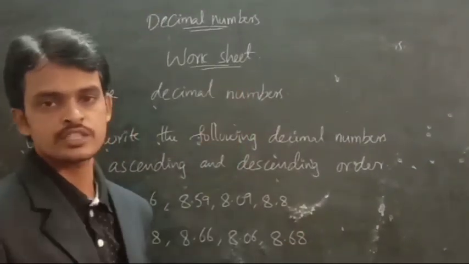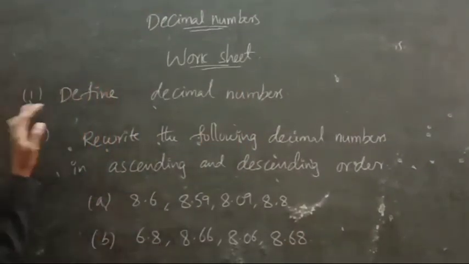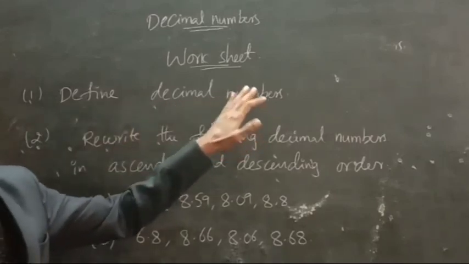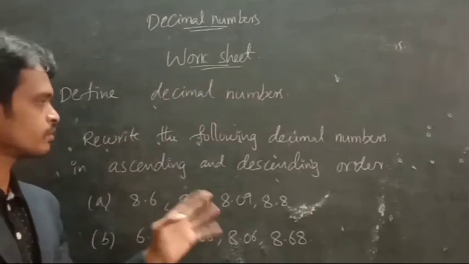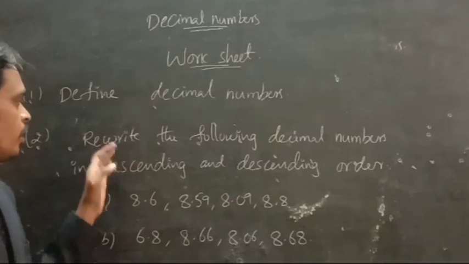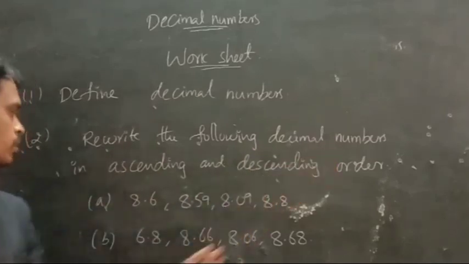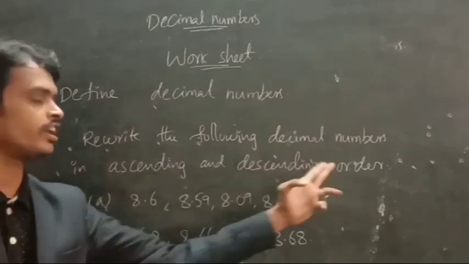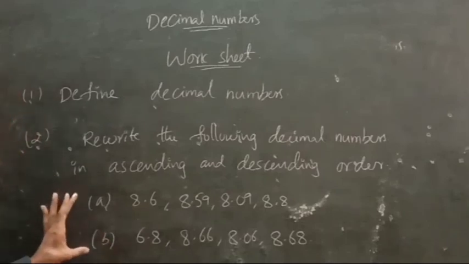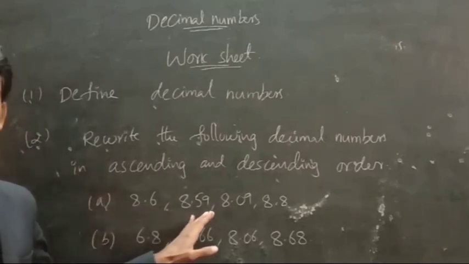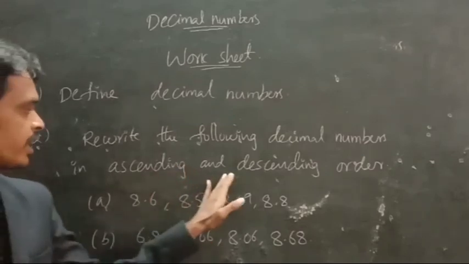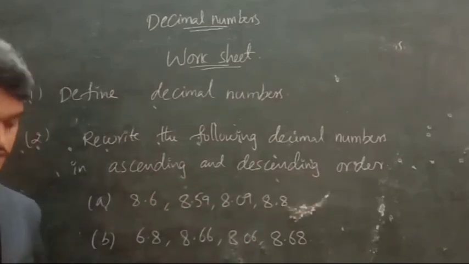Homework problems on decimal numbers. First one, define decimal numbers. You should write the definition of decimal numbers. And second one, rewrite the following decimal numbers in ascending and descending order. So these are two problems. The following decimal numbers we should write in ascending and descending orders.